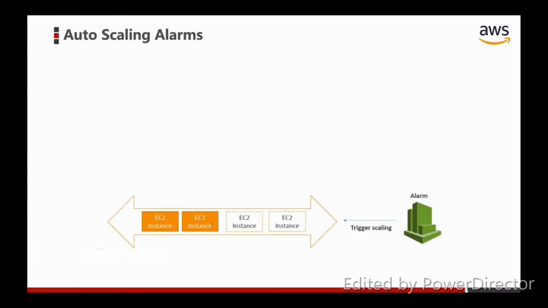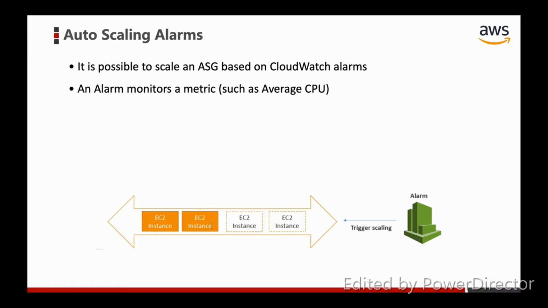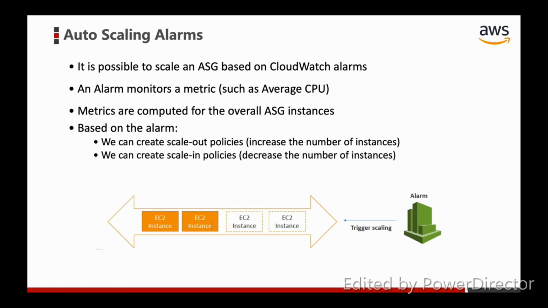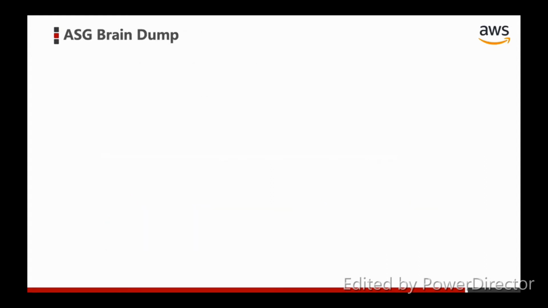Okay, so let's talk about auto-scaling alarms. It's possible to scale an ASG based on CloudWatch alarms. ASG stands for auto-scaling group. Alarm monitors metrics such as average CPU. Metrics are computed for the overall ASG instances. Based on the alarm, we can create a scale-out policy. Scale-out policy means increase the number of EC2 instances. And we can create a scale-in policy, which means decrease the number of instances.